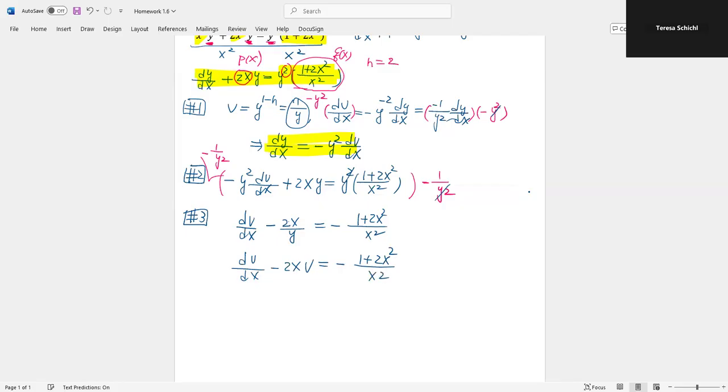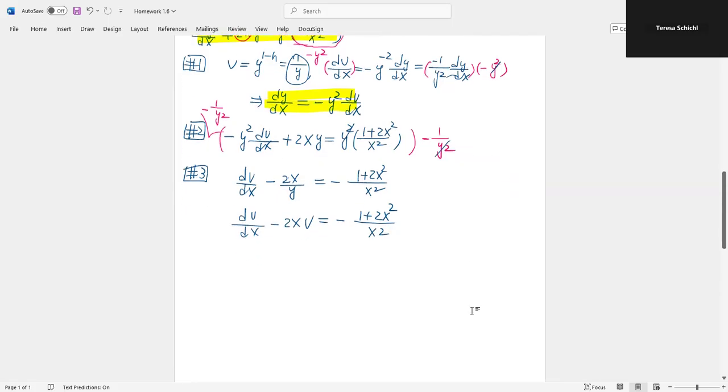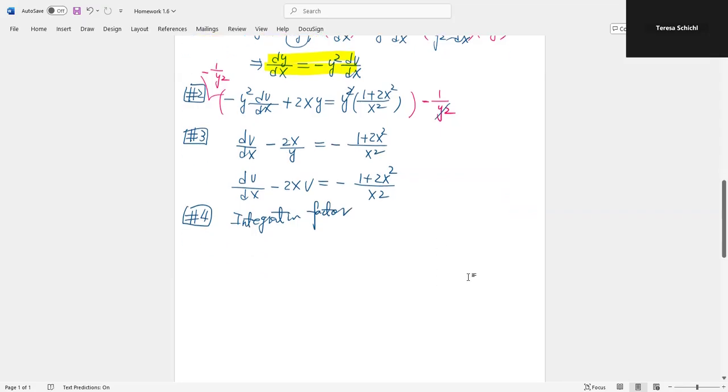Now this is our standard linear first order differential equation. So what is the next step? Next, we want to find the integrating factor. Remember, how do we find the integrating factor? This is also a typical standardized step.